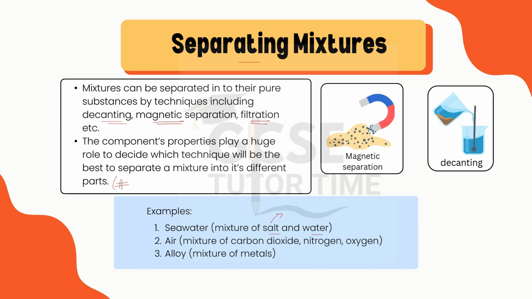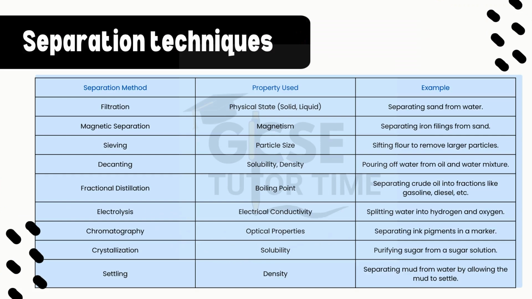We know that salt is a solid with a very high boiling point, whereas water has a boiling point of 100 degrees Celsius. So based on their boiling points, we can easily separate salt from water. Air is a mixture of carbon dioxide, nitrogen, oxygen. Alloys are mixtures of metals. Based on the properties of the components of the mixture, we can easily identify how we have to separate our mixture.